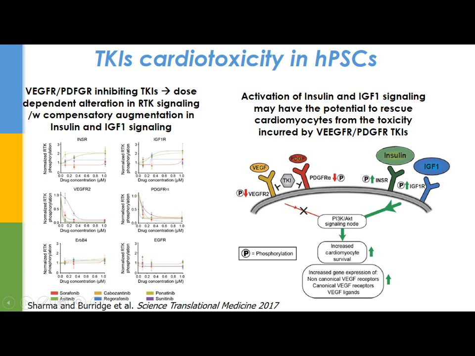So the hypothesis is that tyrosine kinase inhibitors actually downregulate the AKT, the anti-apoptotic pathway, and there is a compensatory increase in insulin and IGF signaling, and this may be a potential therapeutic target, where we might add insulin or IGF to rescue the cells from the cardiotoxic effects of these drugs.